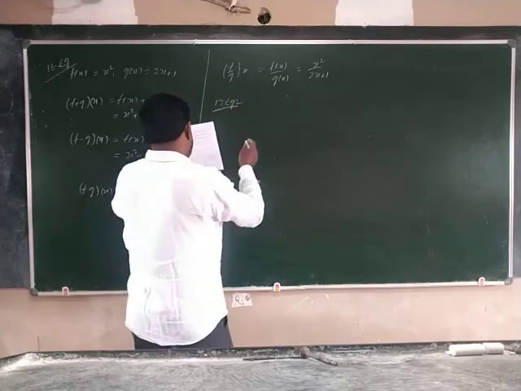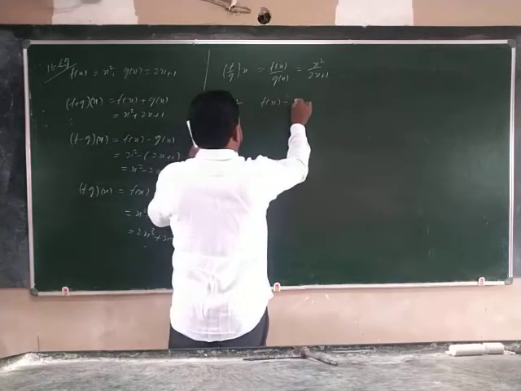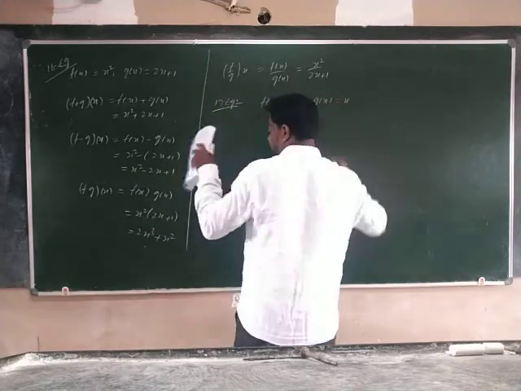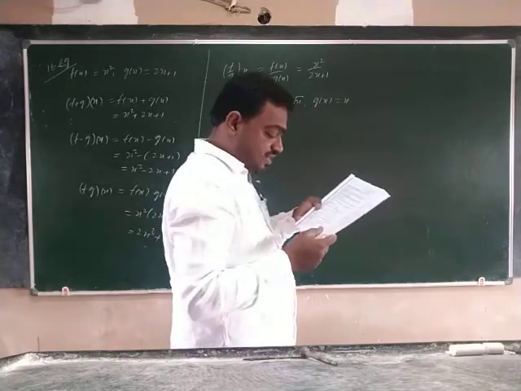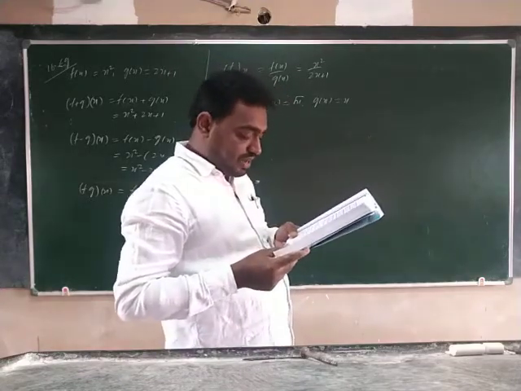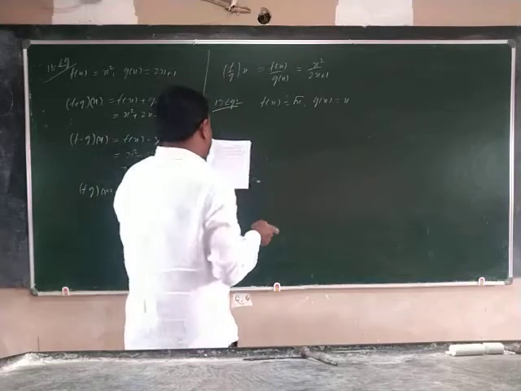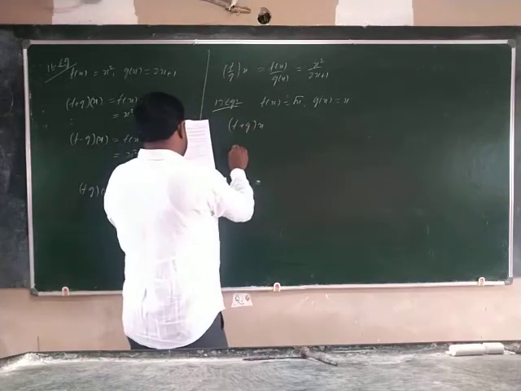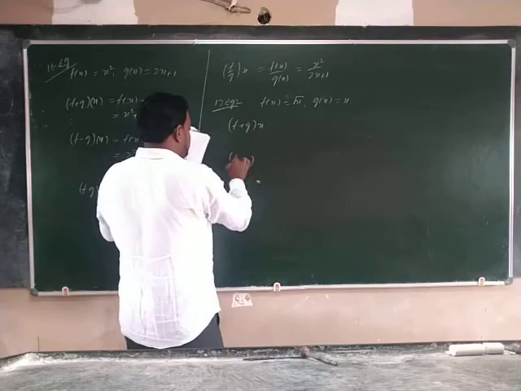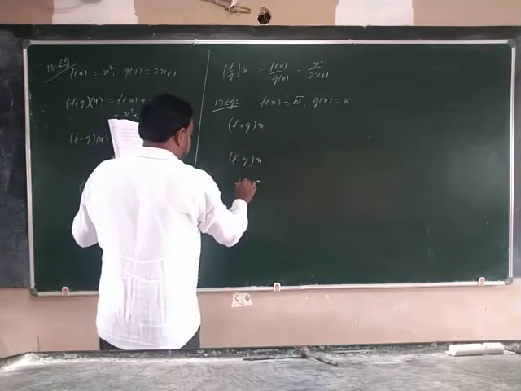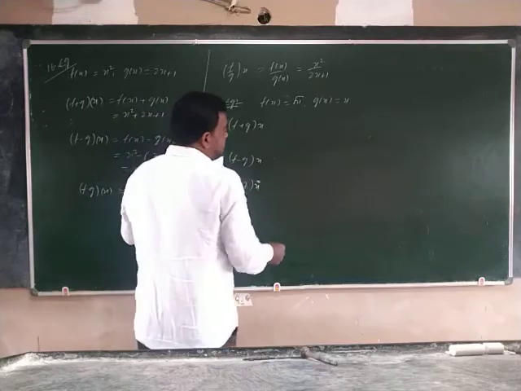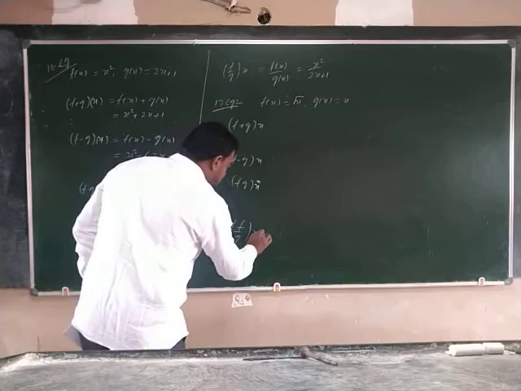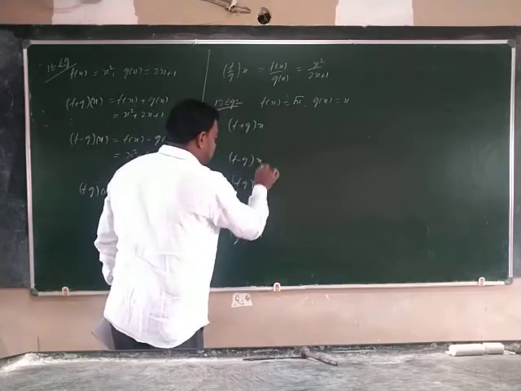Next, the 17th example. Let f of x is equal to root x and g of x is equal to x, two functions defined over the set of non-negative real numbers. Find first f plus g of x, f minus g of x, next f into g of x, next f by g of x. These are the questions.